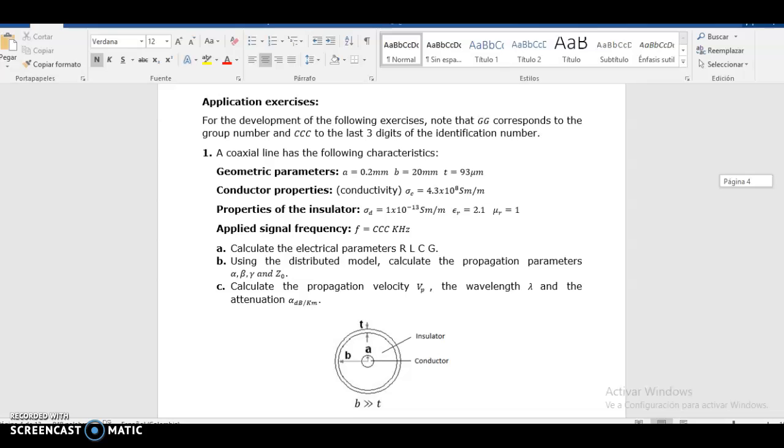Application exercise. 1. A coaxial line with the following characteristics. Parameters. Next, conductors, properties. Next, properties of the insulator, dielectric. Next, applying frequency.